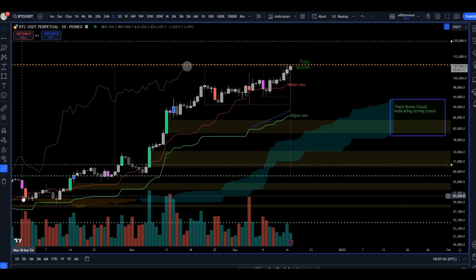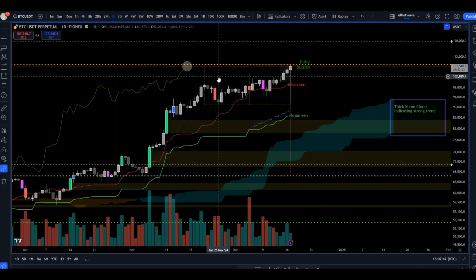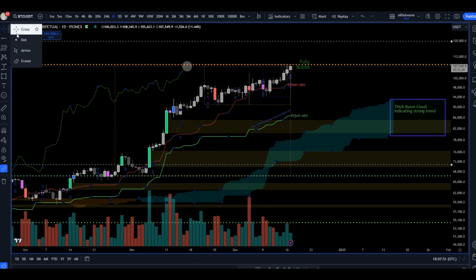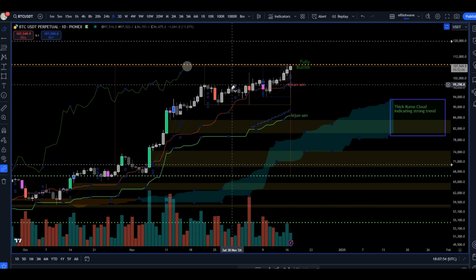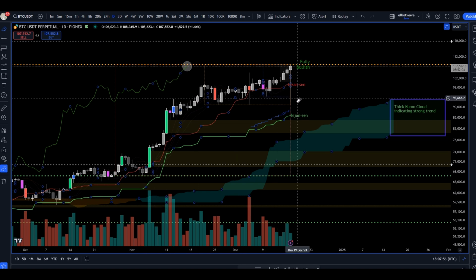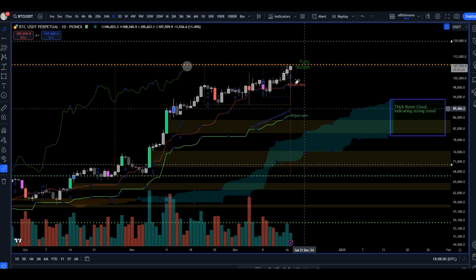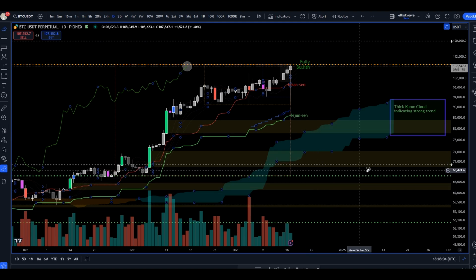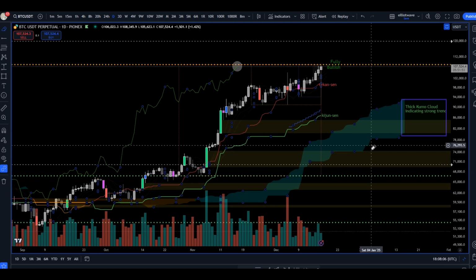The Ichimoku Cloud is a comprehensive indicator that defines support and resistance, identifies trend direction, gauges momentum, and provides trading signals such as a pump and a trend signal. When prices are above the cloud, it indicates bullish momentum, and when below, bearish momentum. It's a powerful tool for understanding trend direction, strength, and potential reversals.